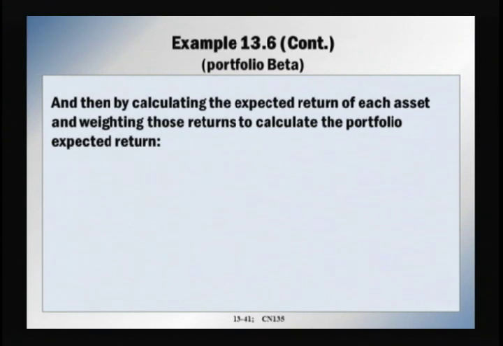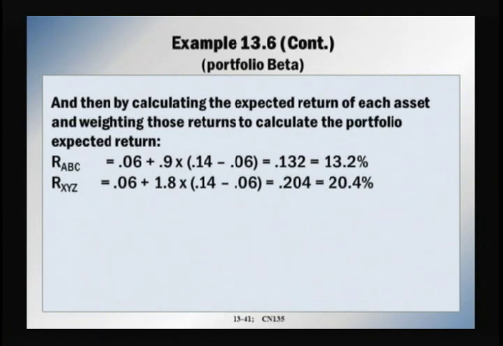We're then told to calculate the expected return of each asset and take a weighted average of those returns. If we plug the betas of stock ABC, which is 0.9, and stock XYZ, which is 1.8, that gives us the risk premiums for stock ABC and stock XYZ to add on to the 6% risk-free rate. Thus, 13.2% would fairly reward us for stock ABC's beta of 0.9, and 20.4% would fairly reward us for stock XYZ's beta of 1.8.